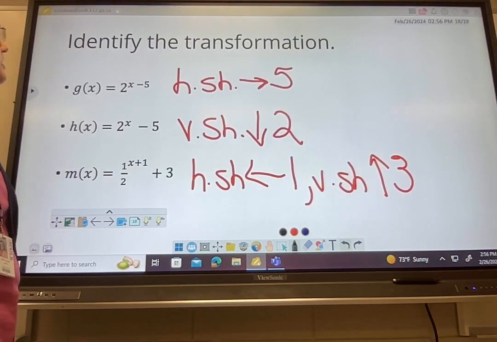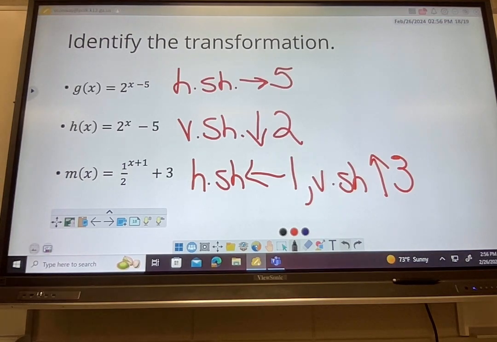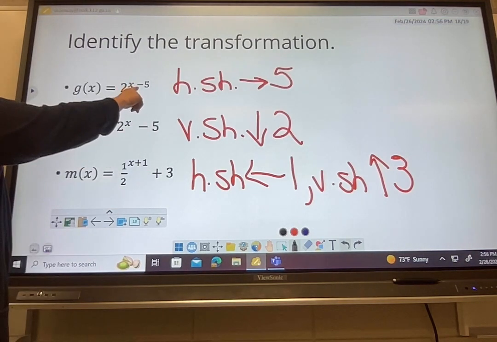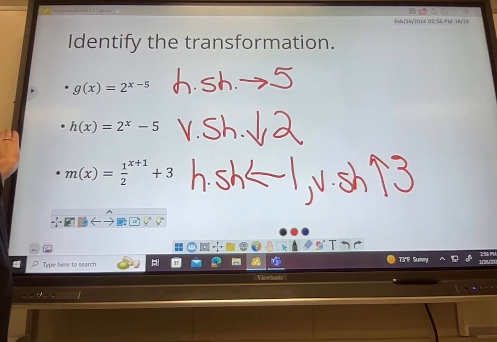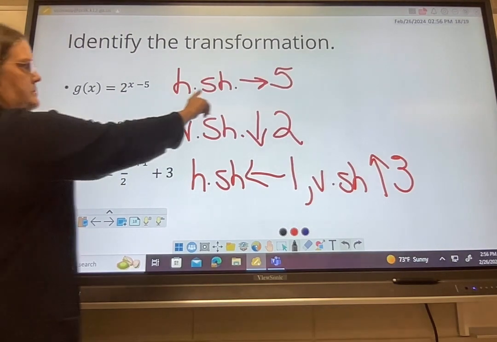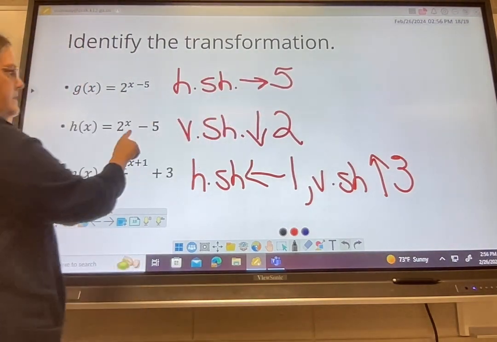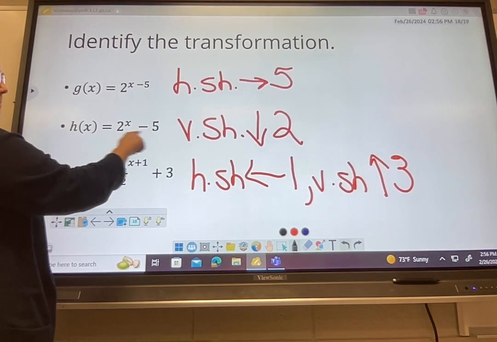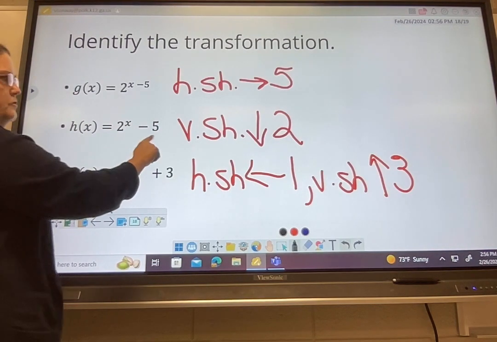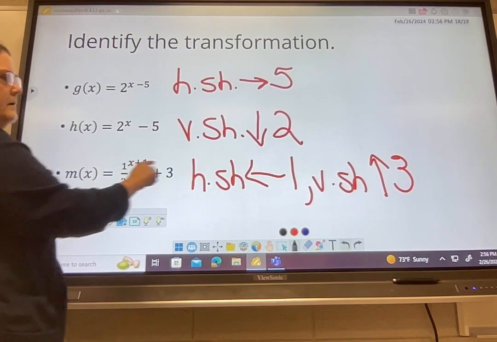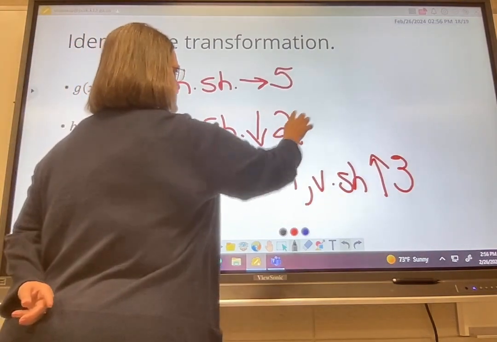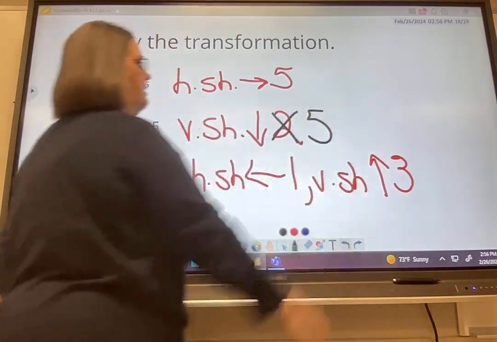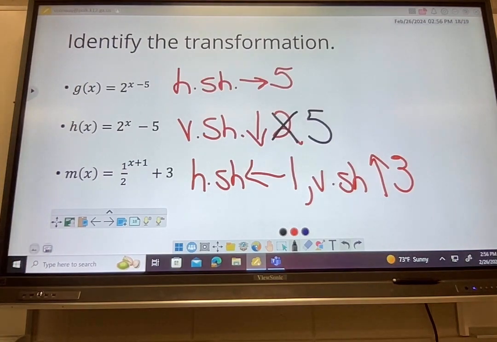All right, what do we do when they're just showing you the graph and asking you to identify the transformation? Well, this is up here in the exponent. It's a minus sign, so it's going right. This is a horizontal shift to the right of 5. This one's down. It's not part of the exponent, so it's a vertical shift down, and I wrote 2. It's a vertical shift down of 5. Sorry, I have la-la-ville moments where when I'm teaching it, after writing it all out, I see my mistakes.